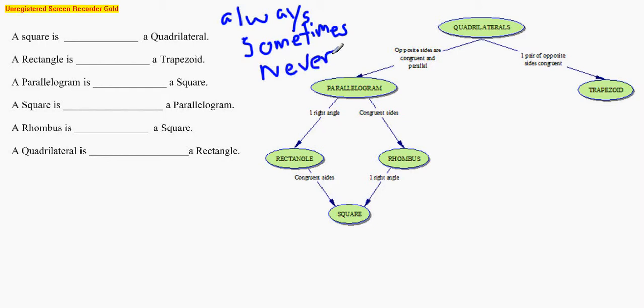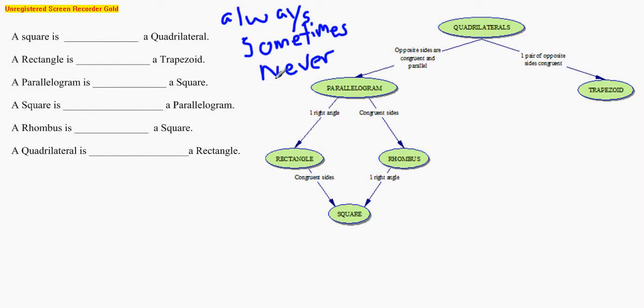And so let's look at these questions. We're going to fill in the blank. Now this isn't how the AIMS is going to look, since it's not multiple choice. We'll look at some multiple choice questions in a second, but we're just going to do this to get an idea. So it says a square is blank a quadrilateral. And so we can put always a quadrilateral, sometimes a quadrilateral, or never a quadrilateral.